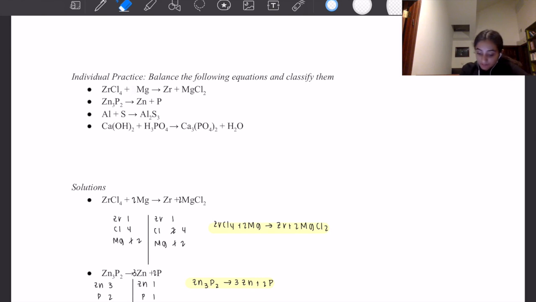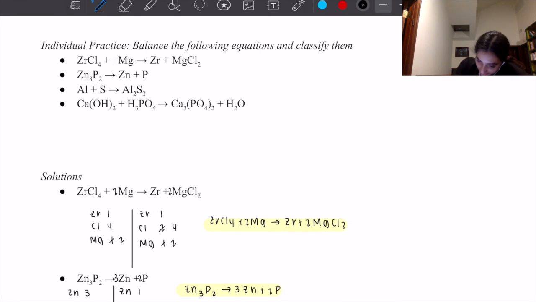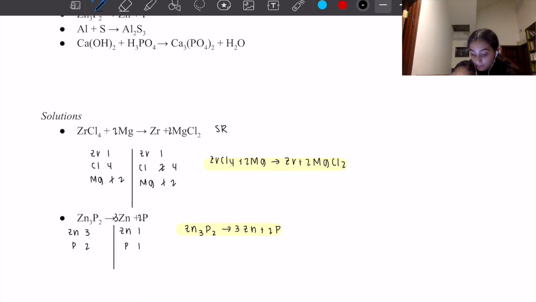So ZrCl4 plus 2Mg yields Zr plus 2MgCl. This is a single replacement. I'm going to just abbreviate that here. I know this because we have a compound and an element, not a compound and another compound. This magnesium, it's by itself, and it switches places with the other metal, zirconium. And I balanced it with my table over here.